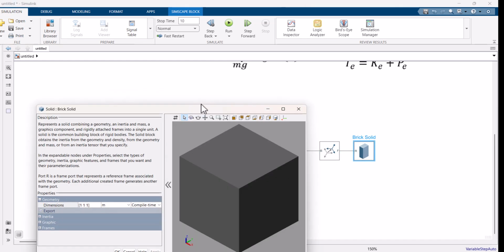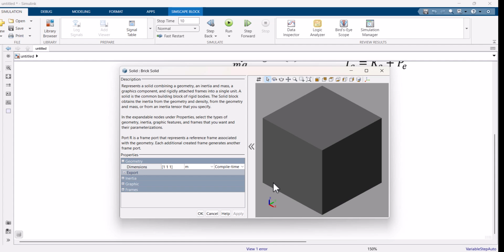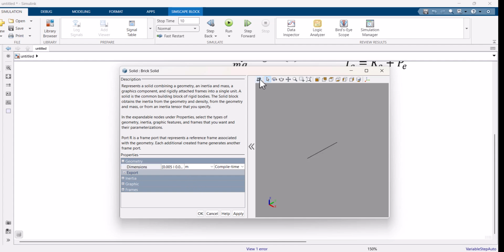And now over here, I have to extend this thing in the y-axis. So the y-axis dimension will be L, whereas the z and x-axis can be any small dimension to show the massless rod. So I've chosen 0.005 like this, and I can click on this update, and this is the rod which I have modeled.